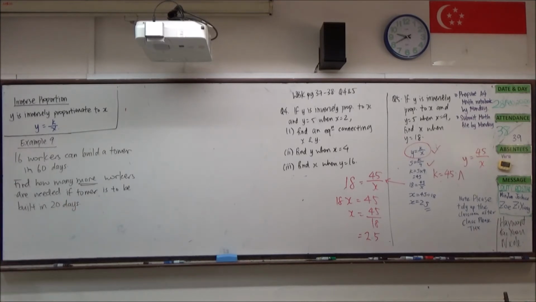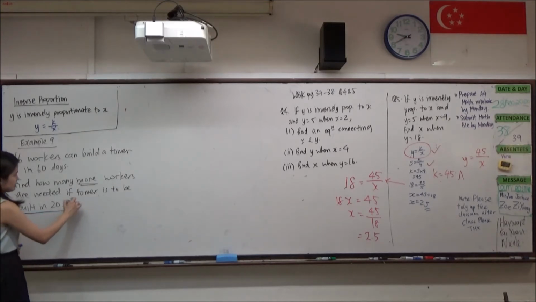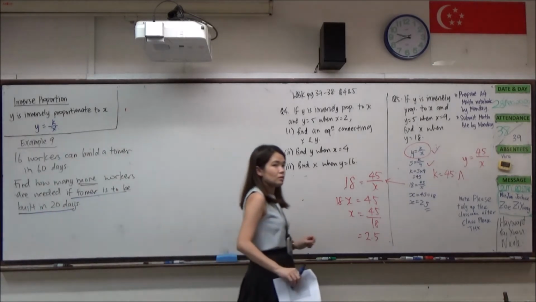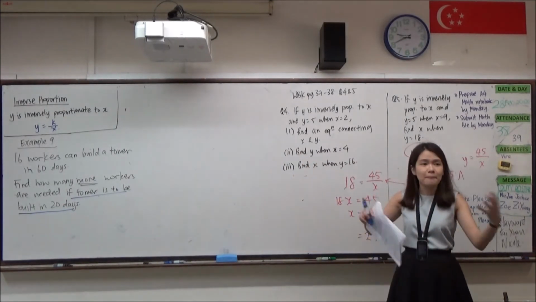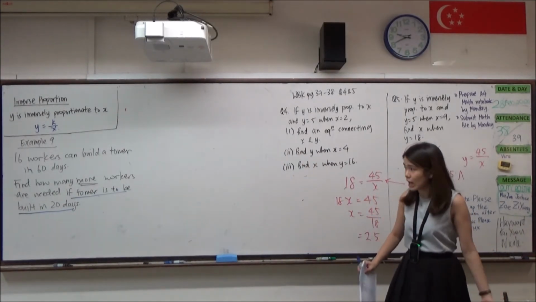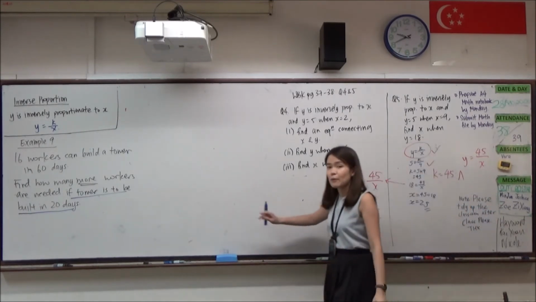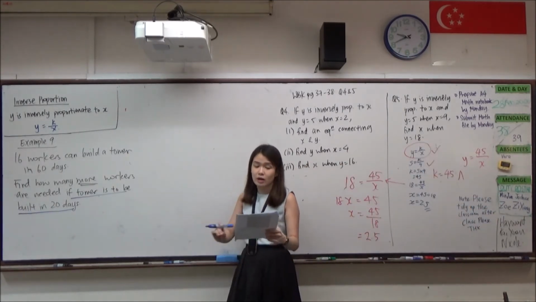So let's think about it first. The question says that 16 workers can build a tower in 60 days. Now that you want the tower to be built in 20 days, should you be requiring fewer workers or more workers? What does common sense tell you? More. Very good. If you have more people, then you can finish things faster, right? So you need to have this common sense in order to check whether your answer is correct or not.